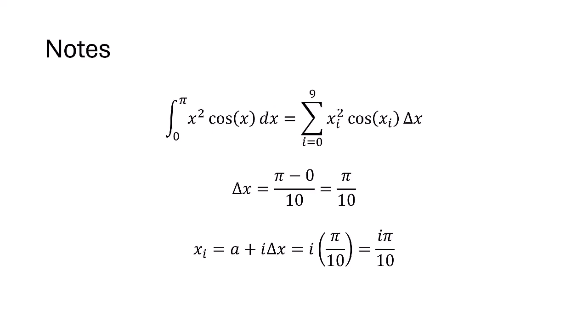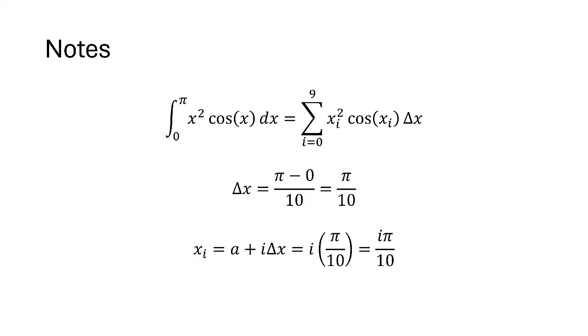So our setup will be that we will take that integral and we will approximate it with the summation from 0 to 9 of x sub I squared times cosine x sub I times delta x. Delta x is equal to b minus a over n, which in our example is pi minus 0 over 10, which is pi over 10.